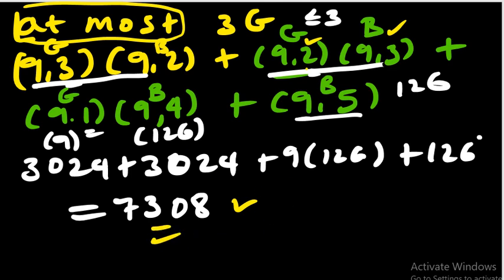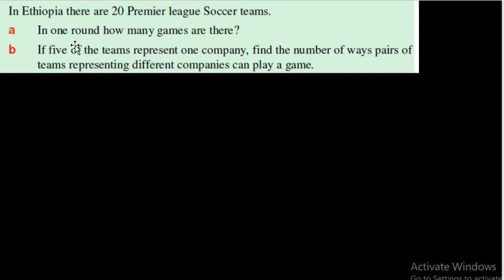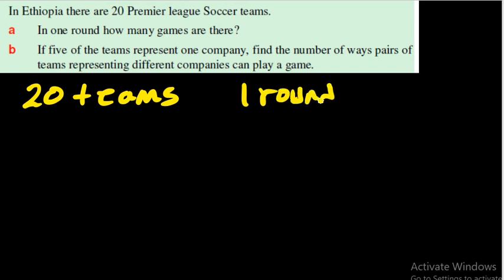Okay, next question. It says in Ethiopia there are 20 Premier League soccer teams. In one round, how many games are there? There are 20 teams. One round means every team should play, like, we have to combine two teams for a game. Therefore, the way of combining or selection will be the combination of 20 to 2.